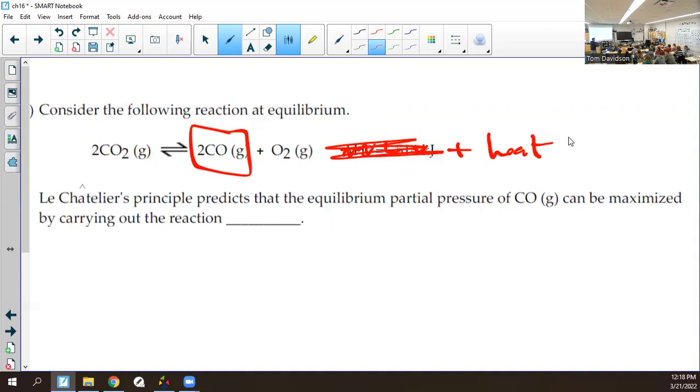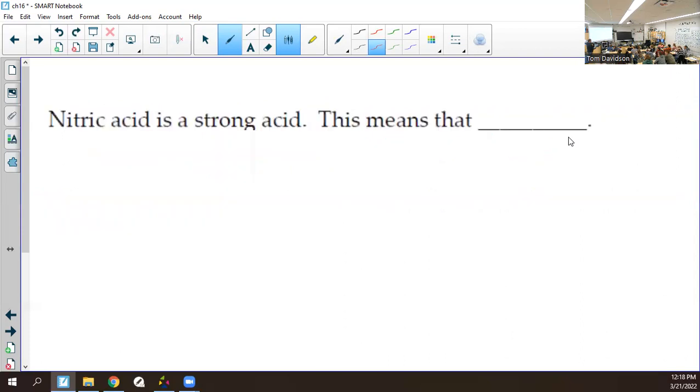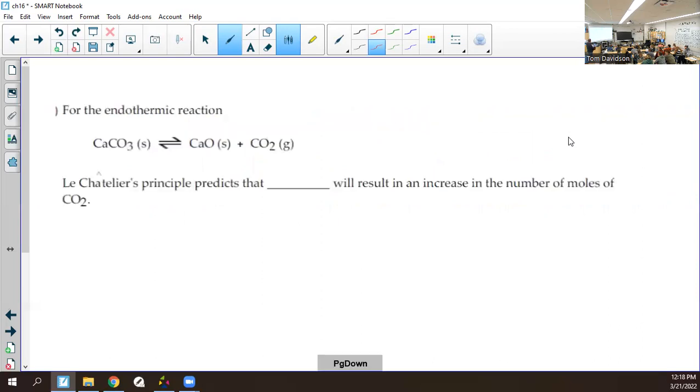There is no Le Chatelier's principle question on this test. When I cut all these, I must have had 15 to 16 weeks. What does it mean? I heard it. It completely dissociates in water.